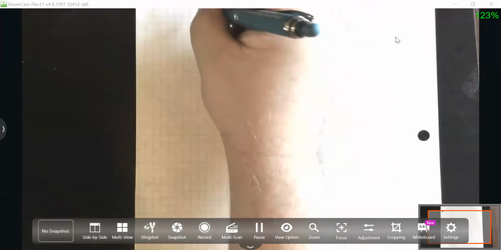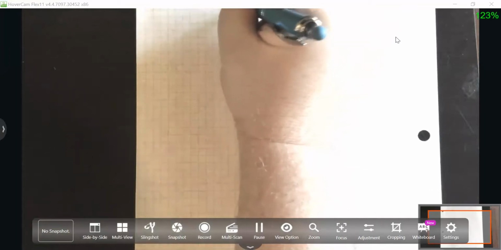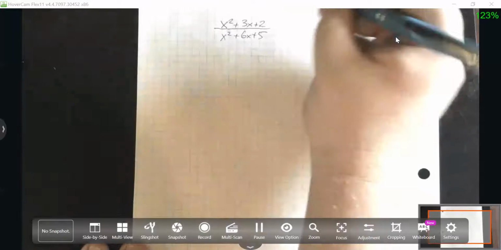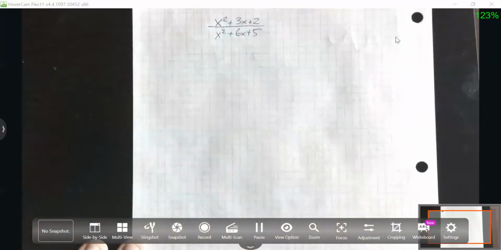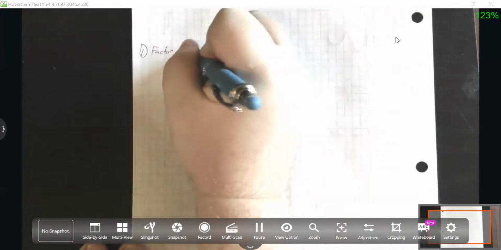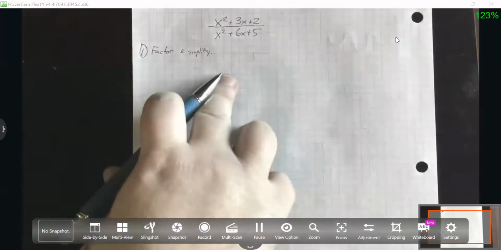So let's take a look at another one. So how about we were dealing with x squared plus 3x plus 2 over x squared plus 6x plus 5. So when I go to analyze these, the very first thing I'm always going to do is factor and simplify. So that is step 1 in our process. So let's factor and simplify this.